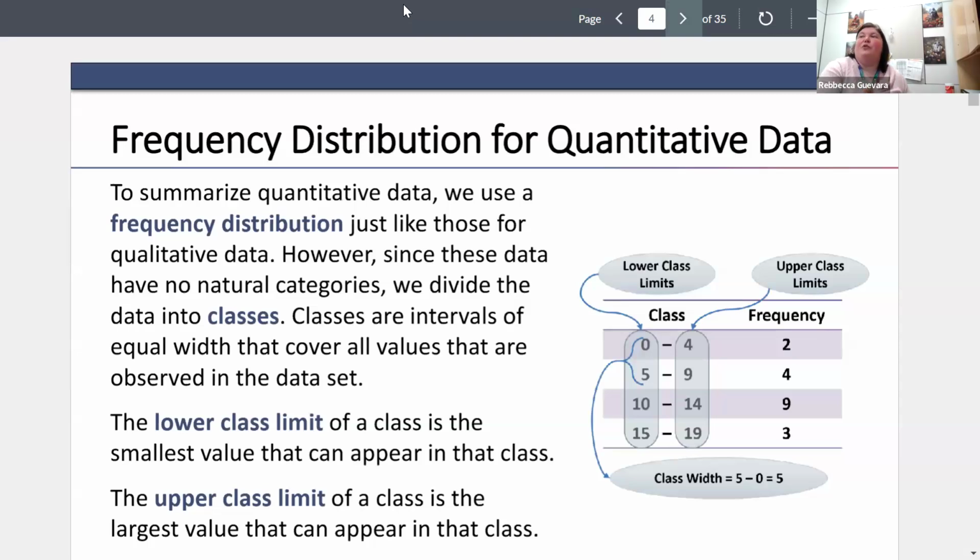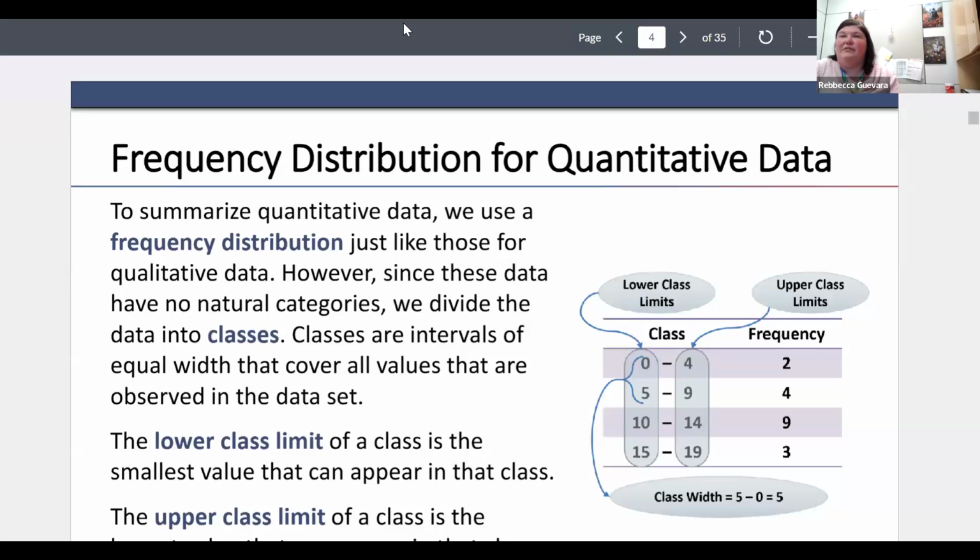So frequency distributions for quantitative data. What's important here is that when we're dealing with quantitative data, we have numbers. So our variables that we're looking at are numbers. That means because there are numbers, there's going to be some sort of inherent order to it. To summarize quantitative data, we use a frequency distribution just like those for qualitative data.